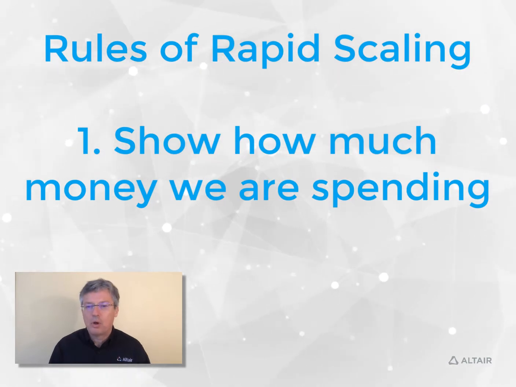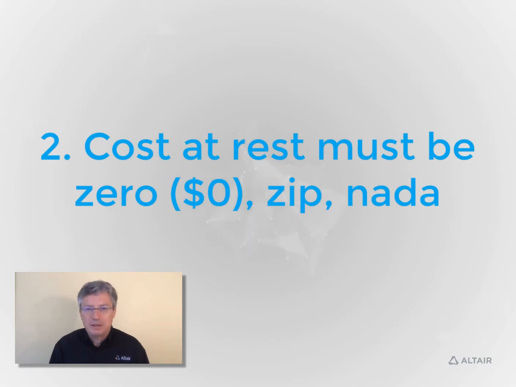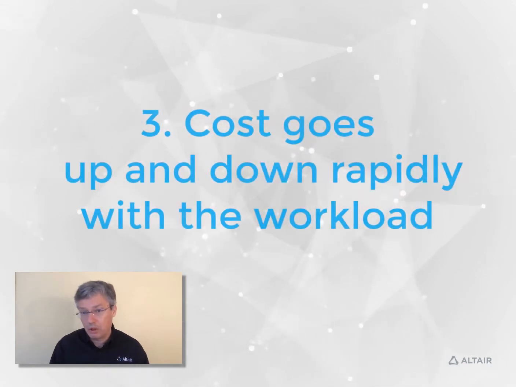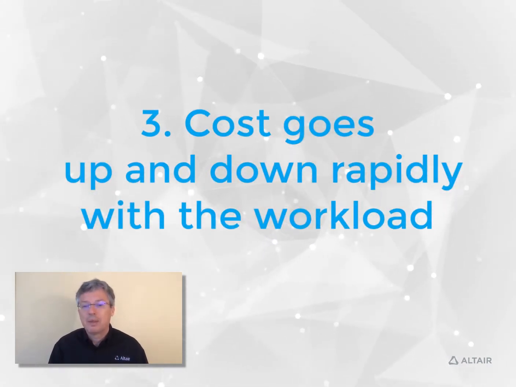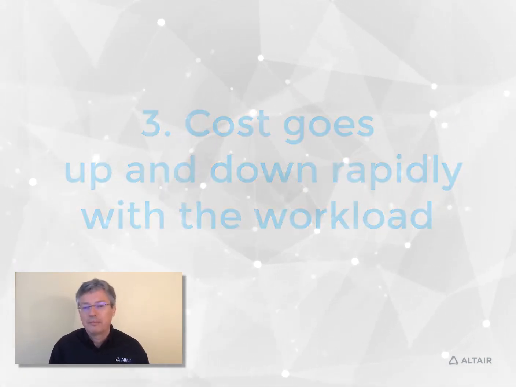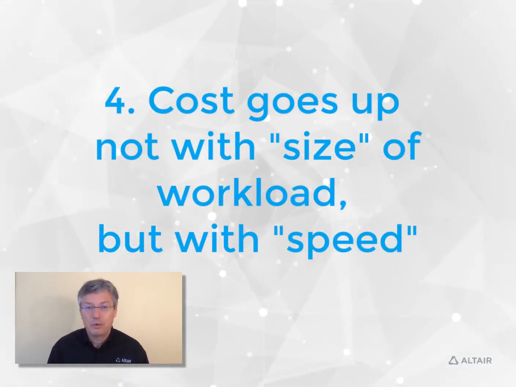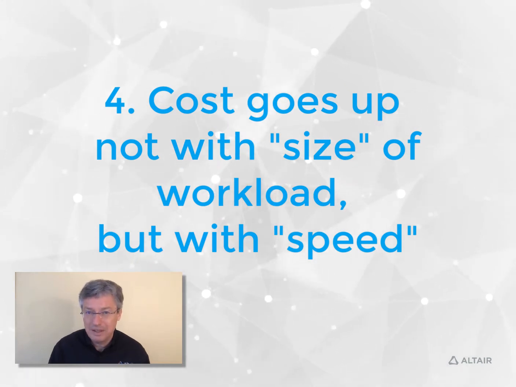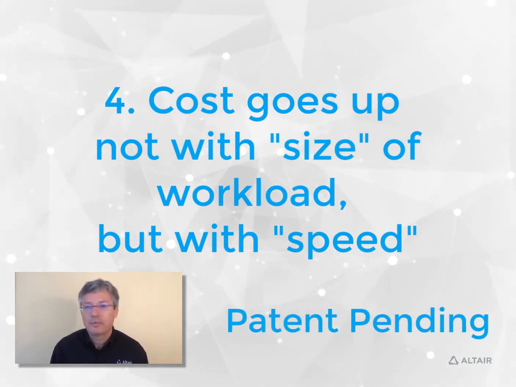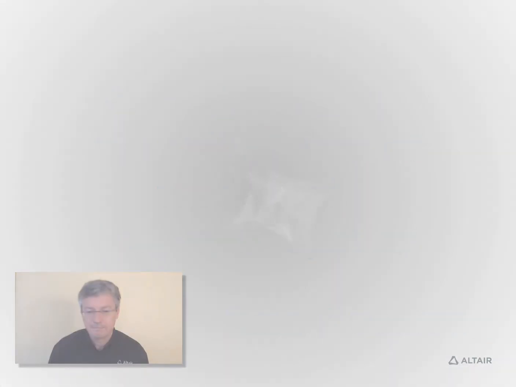The rules of rapid scaling are simple. Always show how much money we are spending. The cost at rest must be zero or practically near zero. The cost may go up with the workload and may go up rapidly, but it's also important that it will come down very rapidly as well. Finally, the cost must go up not based on the size of the workload, but on the speed at which the workload is moving. And this is an idea on which Altair has a patent pending.